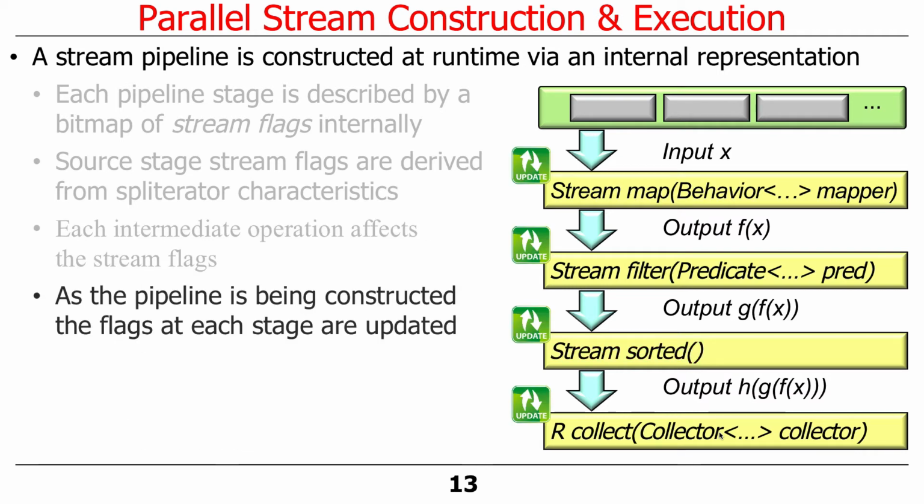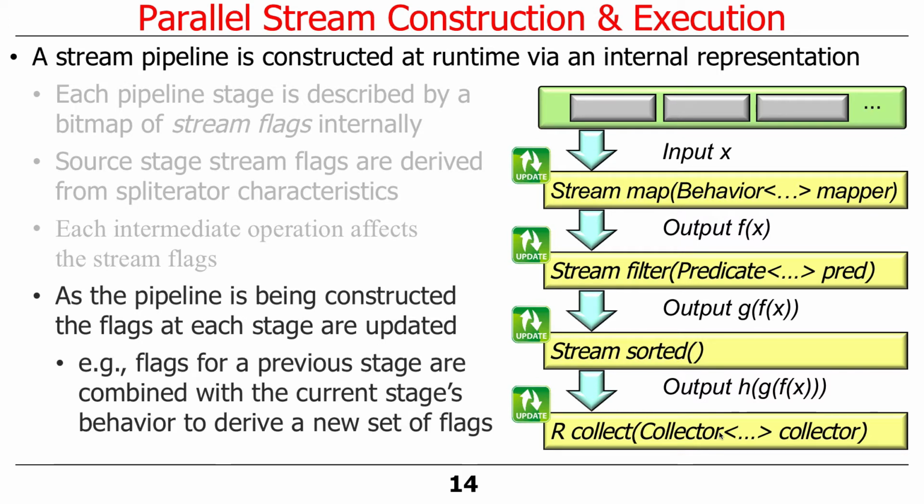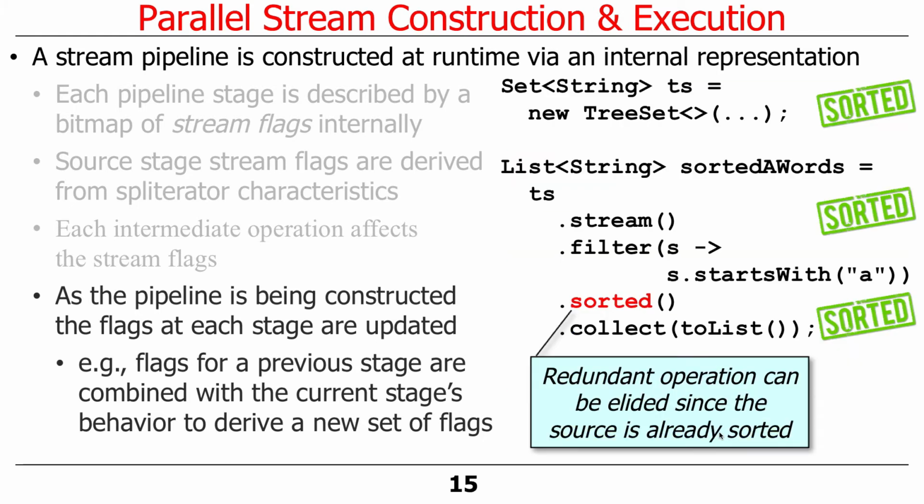So as the pipeline is being constructed, the flags at each stage are updated, based on the previous stage's flags plus whatever the new stage is doing. So you're basically building up this set of flags. Now, you might ask the question, why the heck are we doing this, right? What is the possible win of building up this intermediate representation and setting all these flags? How is this helping us? Well, it turns out that because streams are evaluated lazily, and because we know the metadata about the various stages, the streams framework can optimize certain properties of the program.